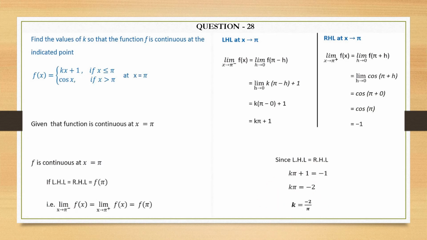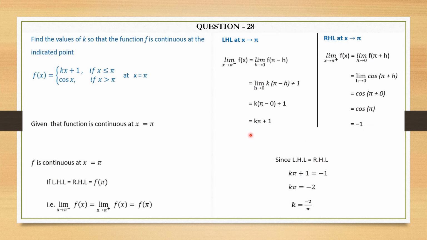For number 28, again kx plus 1 for x less than or equal to pi, cos x for x greater than pi. So again the continuity: LHL turns out to be k times (pi minus h) plus 1, so it is k pi plus 1. RHL is f of pi plus h, so it will become cos of (pi plus h), and when I put the limit, either I can change to 180 plus theta also, but when I put it as 0, I'll get cos pi, and cos pi is minus 1.